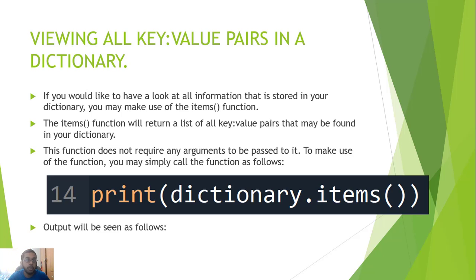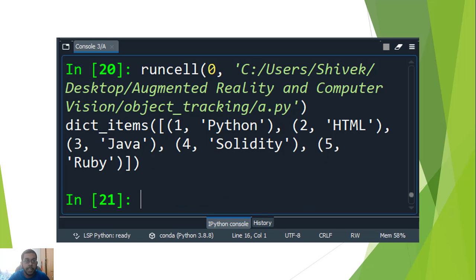Viewing all key value pairs in a dictionary. If you would like to have a look at all the information that is stored in your dictionary, you may make use of the items function. The items function will return a list of all key value pairs that may be found in your dictionary. This function does not require any arguments to be passed to it. To make use of the function, you simply call the function as follows: print dictionary.items. Dict items: 1 Python, 2 HTML, 3 Java, 4 Solidity, 5 Ruby.